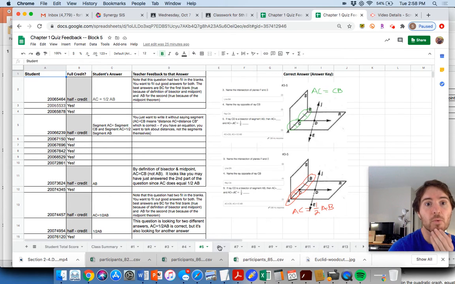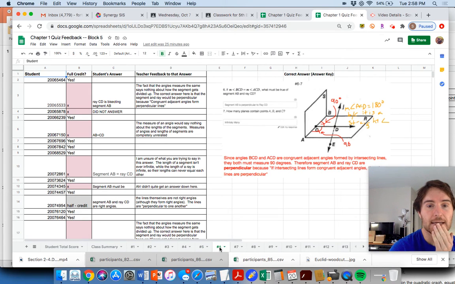Number 6 here, we got 90 degrees here, 90 degrees here. What do we got here? So these angles. Oh yeah, this is a tricky one here. If our angles here are 90-degree angles, what does that say about the segments? Well, it means the segments are perpendicular to one another, right?